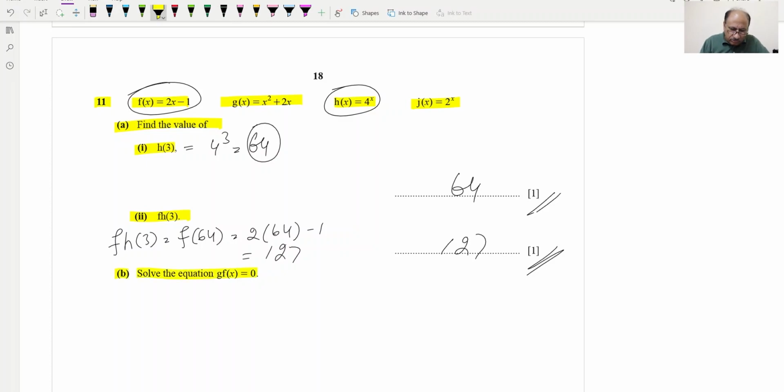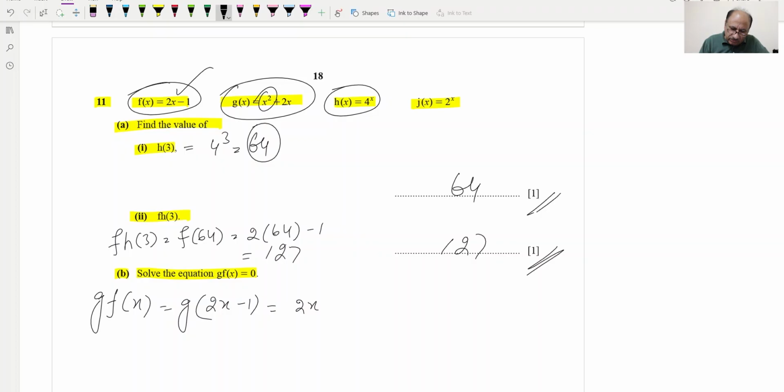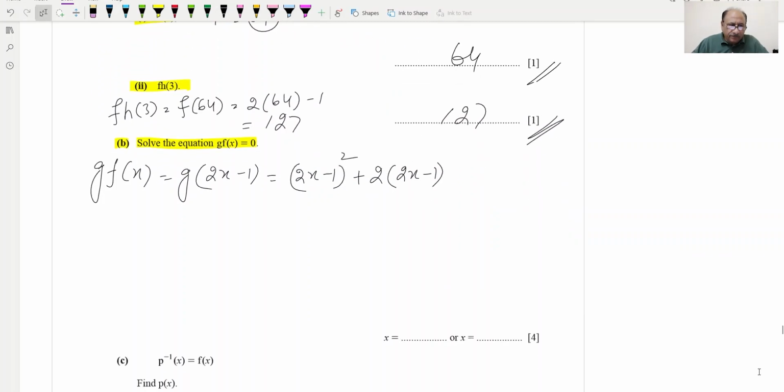B part, solve the equation g of f of x equals 0. Now g of f of x, we can write f of x as 2x minus 1, and in g of x we will be replacing x by 2x minus 1. So when we replace x squared, it will be (2x minus 1) squared, plus 2 times (2x minus 1). Now we have to basically just simplify the algebraic expression.